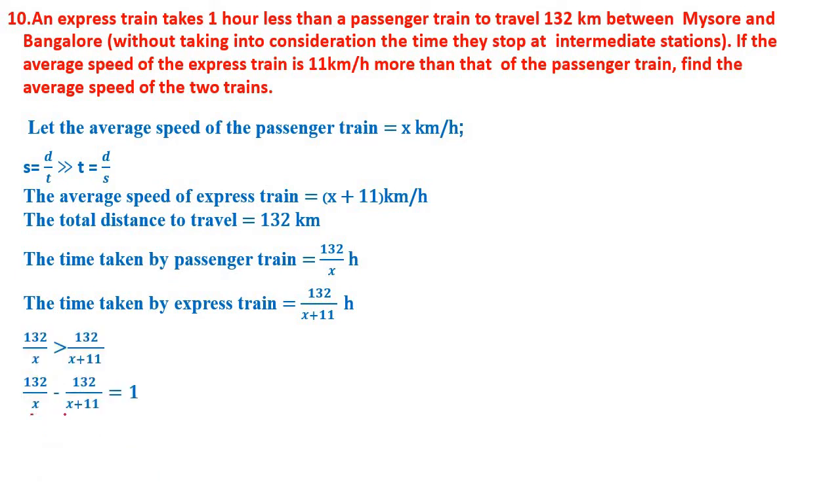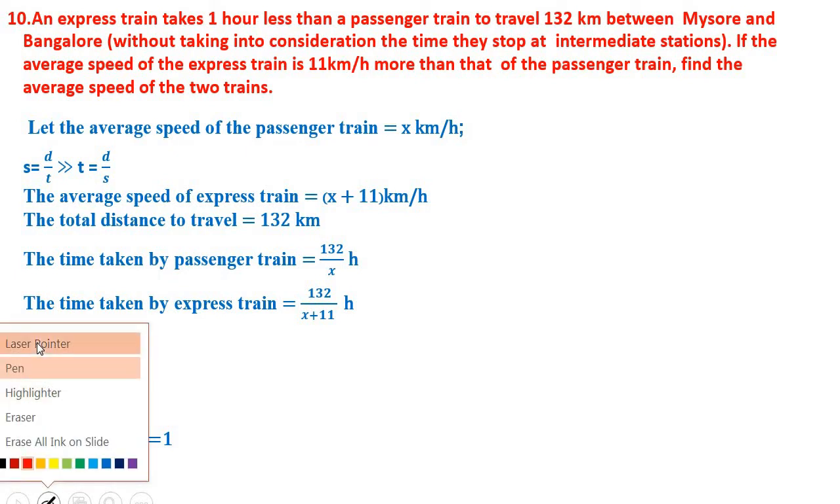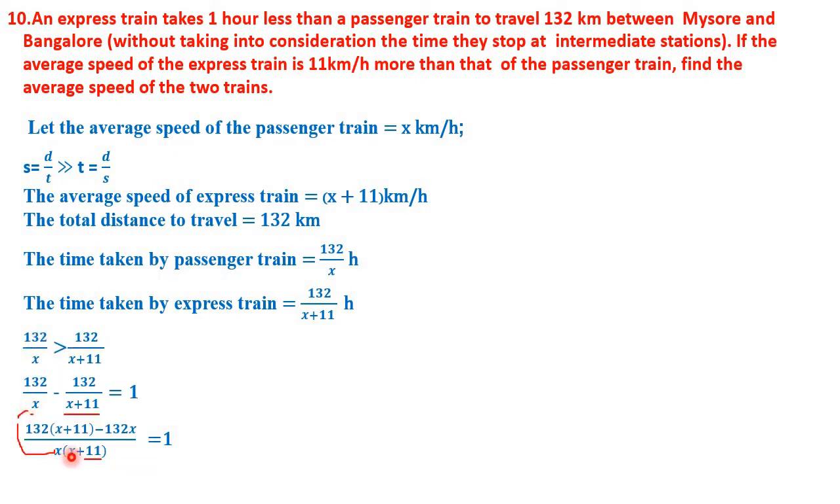Now here x and x plus 11 are there. Let us take the LCM. The LCM of the denominators is x into x plus 11. Here x and x will get cancelled. Then 132 into x plus 11 minus 132 into x. Here x and x will get cancelled, and x plus 11 is the remaining term. Therefore, 132 into x plus 11 minus 132 x, which is equal to 1 over x into x plus 11.